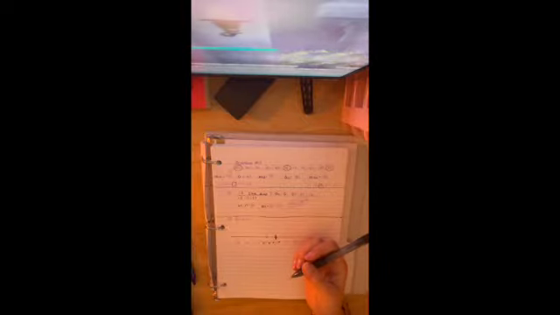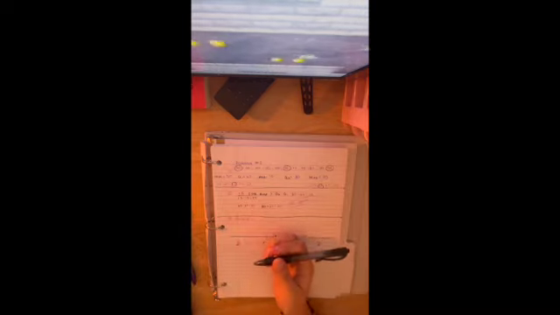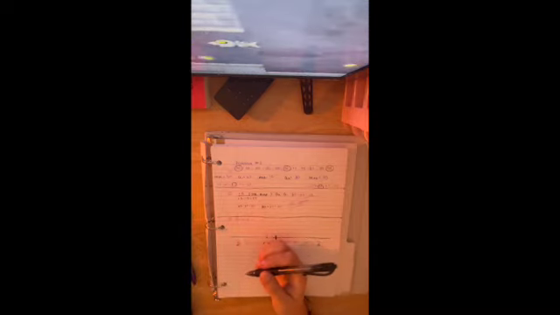Then we'll do the maximum, which is 95, and the minimum is the 55. And let's see. We'll do Q3 and Q1. So the median of the lower half is going to be 62. So that's where we're going to put our first point.